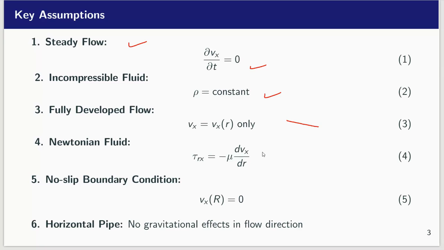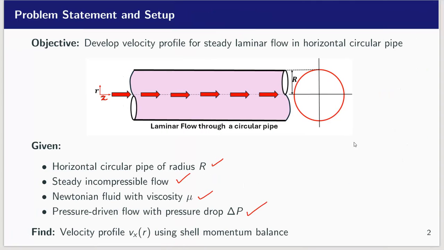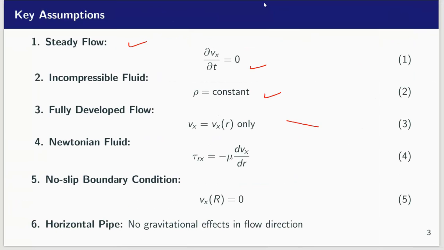Newtonian fluid, so Newton's law of viscosity we can apply. So tau rx is equal to mu dVx/dr. No slip boundary condition at r equal to capital R, the velocity Vx is equal to 0. Vx is max at the center line, and we are considering this a horizontal pipe, so no gravitational effect in the flow direction.